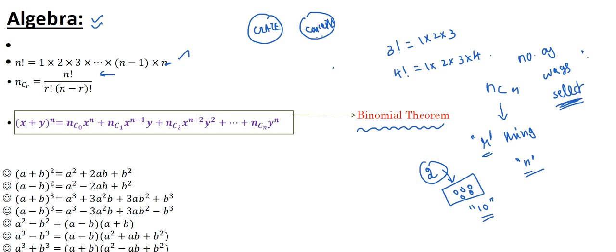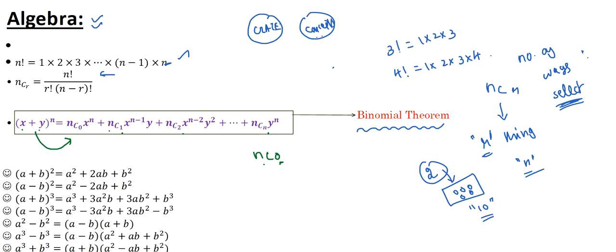So next is the binomial theorem. What does the binomial theorem state? x and y are some values, maybe variables or constants. If I want to find (x plus y) whole power n, that can be written in this form. nC0 indicates selecting 0 out of n, nC1 indicates 1 out of n, similarly nC2 indicates 2 out of n, until nCn, the number of ways in which I could select n out of n.